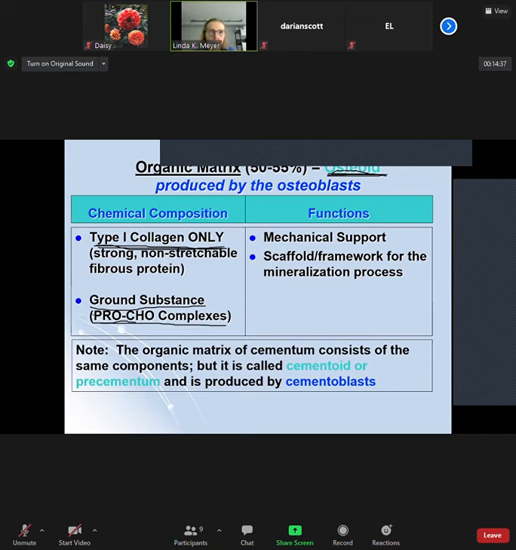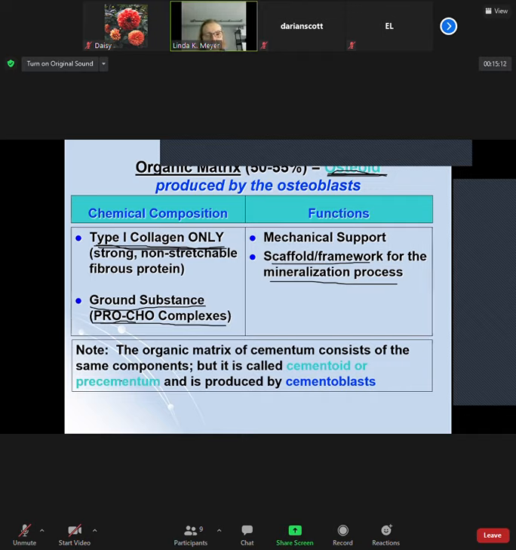So what does this organic matrix function as? So just on the side, this provides mechanical support to the bone, and it's going to be a framework for the mineralization process to occur. And we're going to talk about how the osteoblasts produce the bone momentarily, but I just want to make sure you understand all the components of bone, and then we'll talk about how it's put together or built.